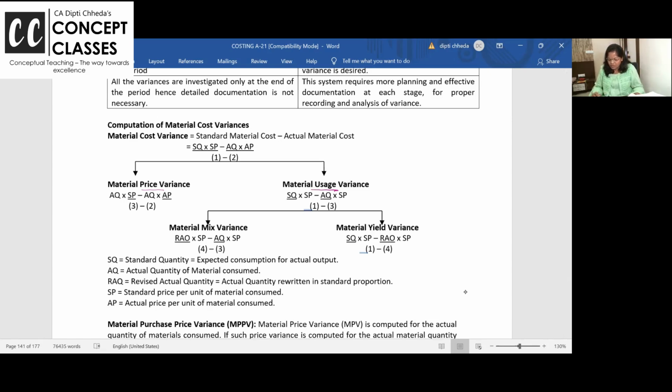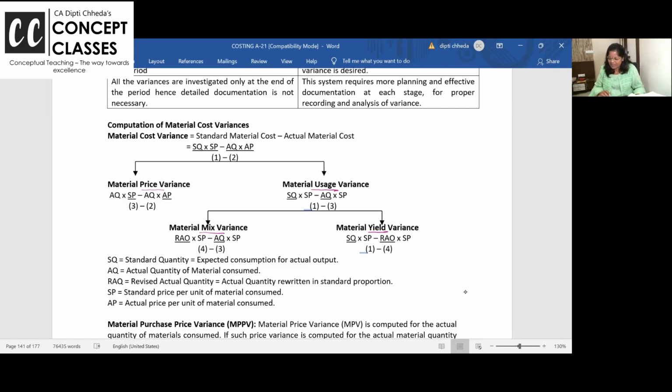Usage can again be subdivided into mix and yield. Please keep patience. You must never have felt like this in budgeting and marginal costing. On the first day, the first problem was crystal clear. Here also it will be clear, but you will feel this for the coming half an hour. You may feel that this is a little technical, but it becomes very easy if you practice 2-3 problems. So what are the names of the 5 variances?